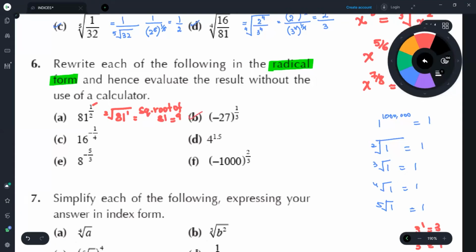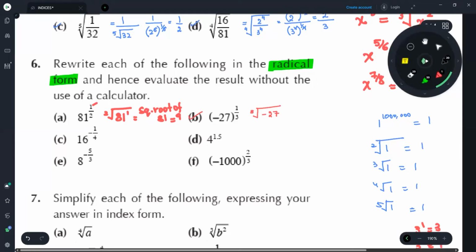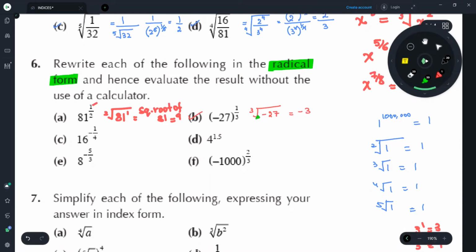Next is part B. You see this minus 27, you have 1 over 3. So I'm going to put down a radical sign. I'm going to put down minus 27 inside, and then 1 inside and 3 outside. What is the cube root of 27? Cube root of 27 is positive 3. Cube root of minus 27 is going to be negative 3. Why? Because you see at least this 3 is an odd number.